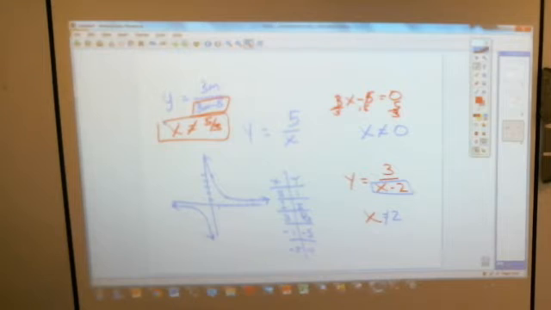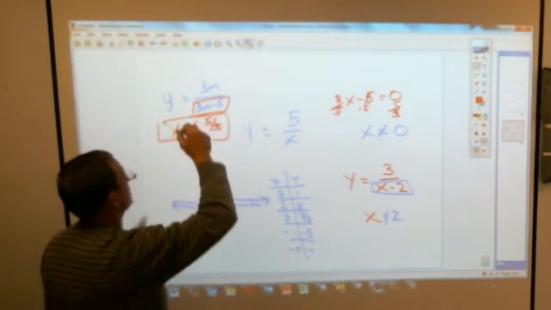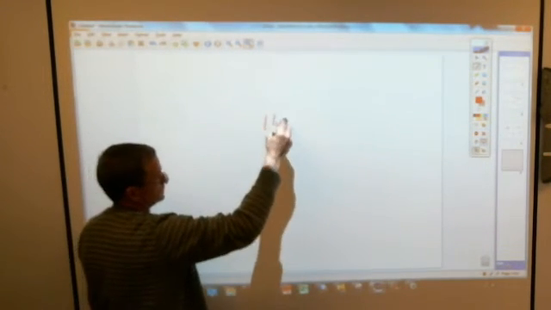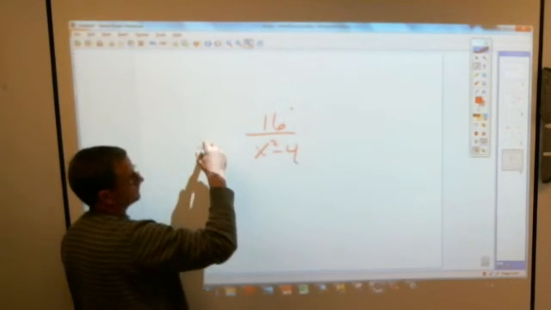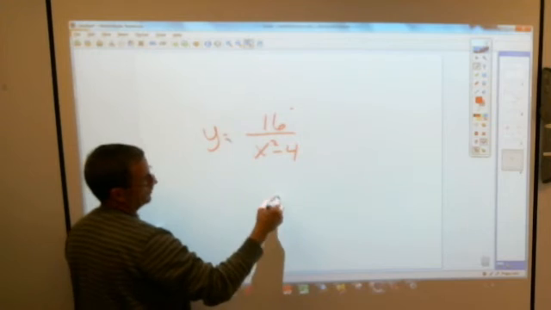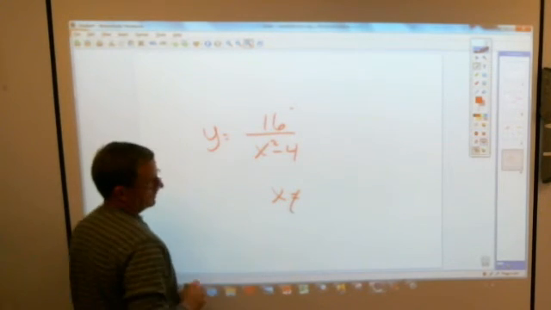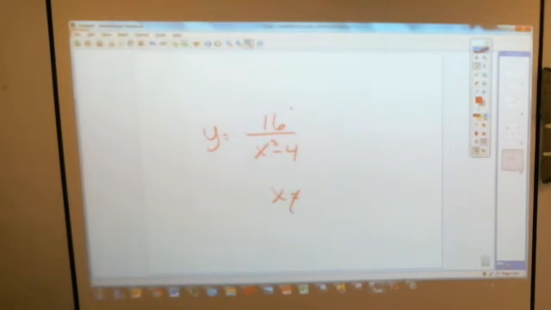Should we try one more? Sure. One last one, just for fun. Here's one. How about this? 16 over x squared minus 4. If y equals that, what cannot x be? When will you get a 0 on the bottom? When x is 2 or negative 2.